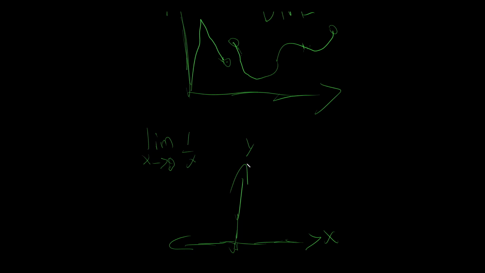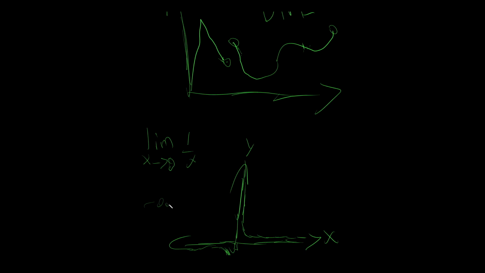So it goes like, and then it does the same thing on that side, I think. Something like that, yeah. So the question is, does this limit exist? Well, let's see. What's it approaching from this side? It looks like it's approaching negative infinity as x gets smaller and smaller, but it's still negative.